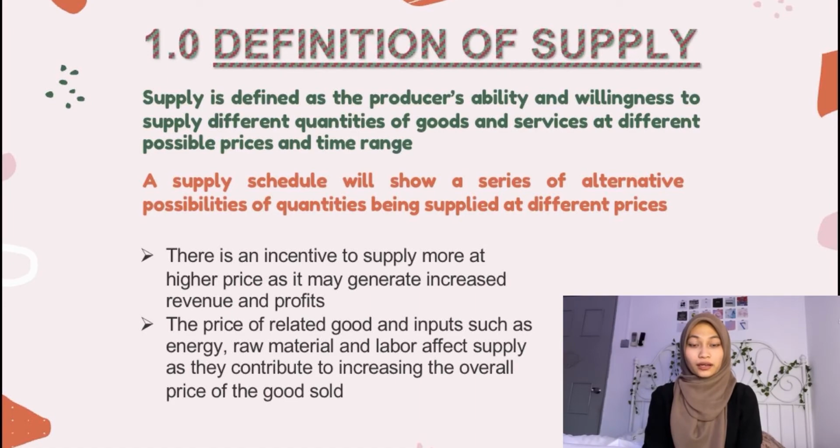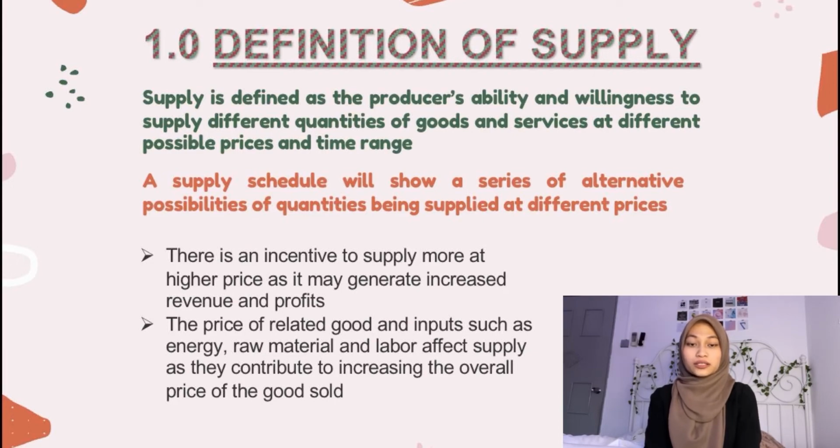Definition of supply. Supply is defined as the producer's ability and willingness to supply different quantities of goods and services at different possible prices and time range. A supply schedule will show a series of alternative possibilities of quantities being supplied at different prices.